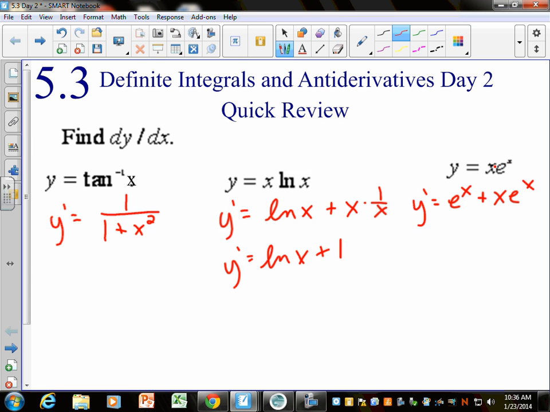So today we're going to look at integrating a few of these, and I just have some rules for you, and then we'll talk about maybe finding the area without using area formulas. If we get to that, we'll see.